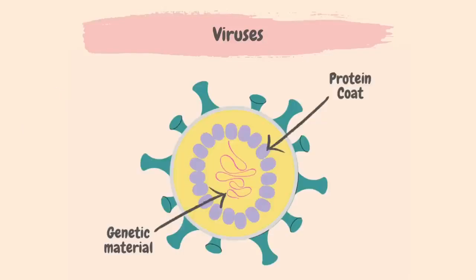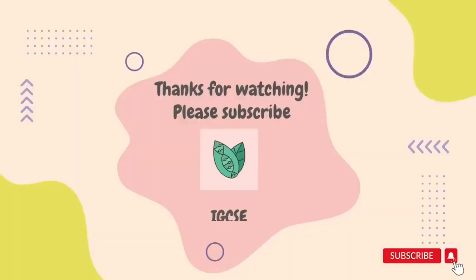Here's an illustration of a virus. A virus is not made of a cell. It's simply genetic material surrounded by a protein coat. So these are the main things to know from Chapter 1, Characteristics and Classifications of Living Organisms.